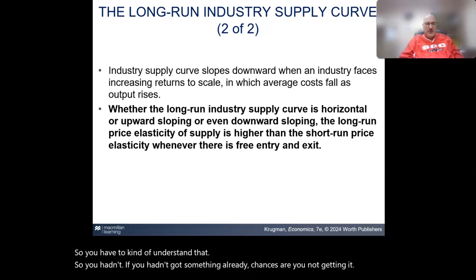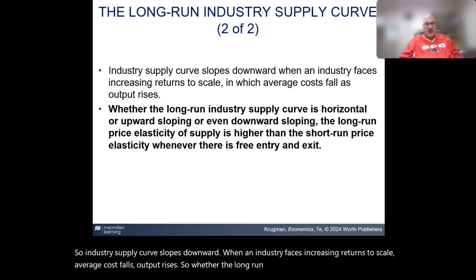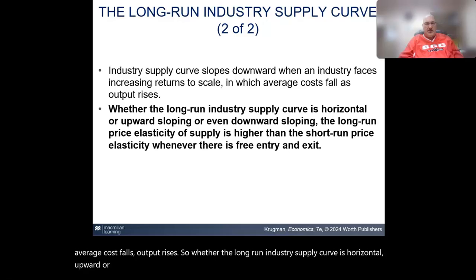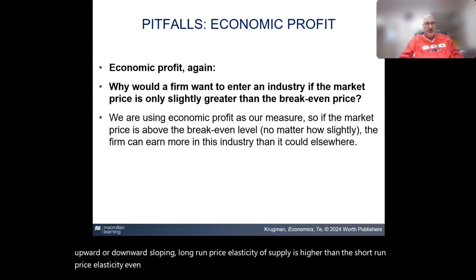The industry supply curve slopes downward when an industry faces increasing returns to scale. Average cost falls, output rises. So whether the long run industry supply curve is horizontal, upward, or downward sloping, the long run price elasticity of supply is higher than the short run price elasticity, even with free entry and exit.